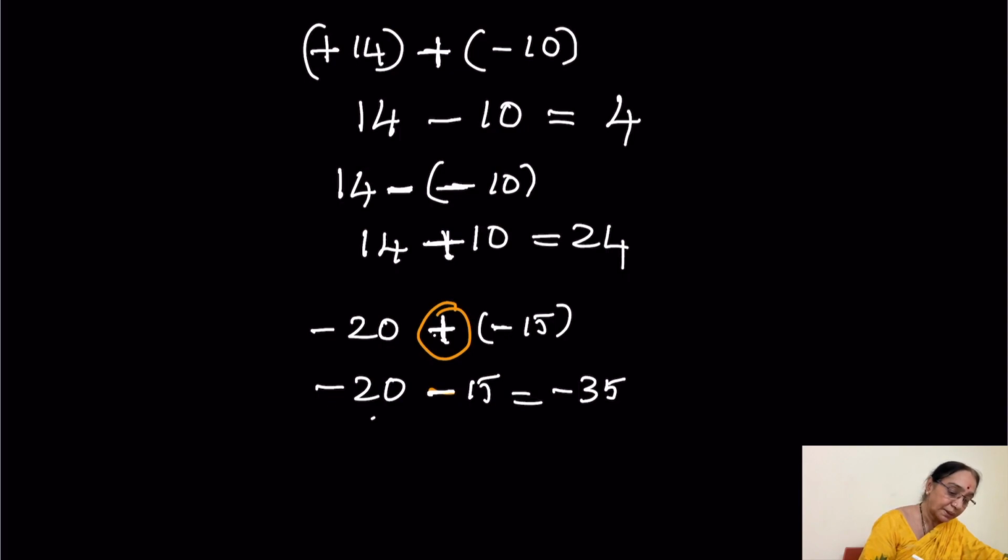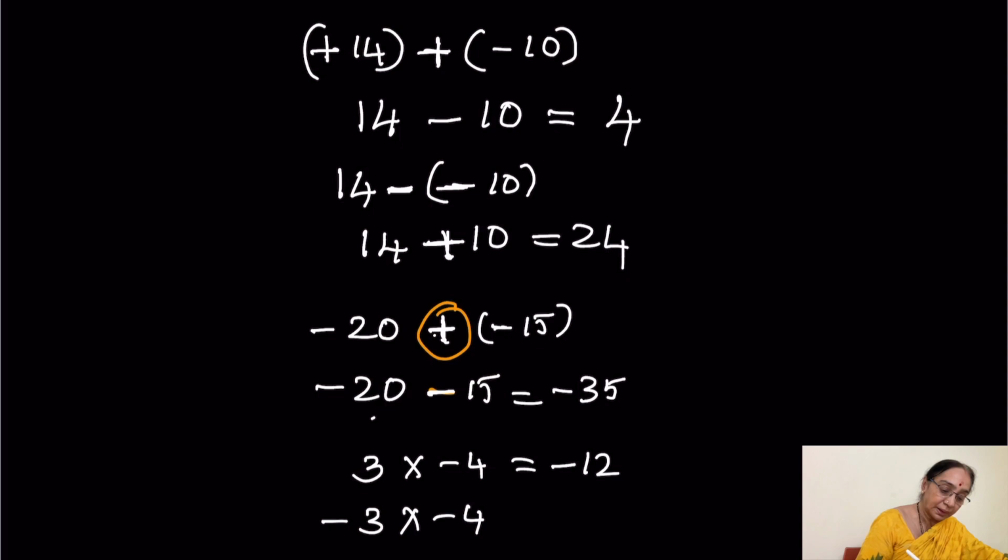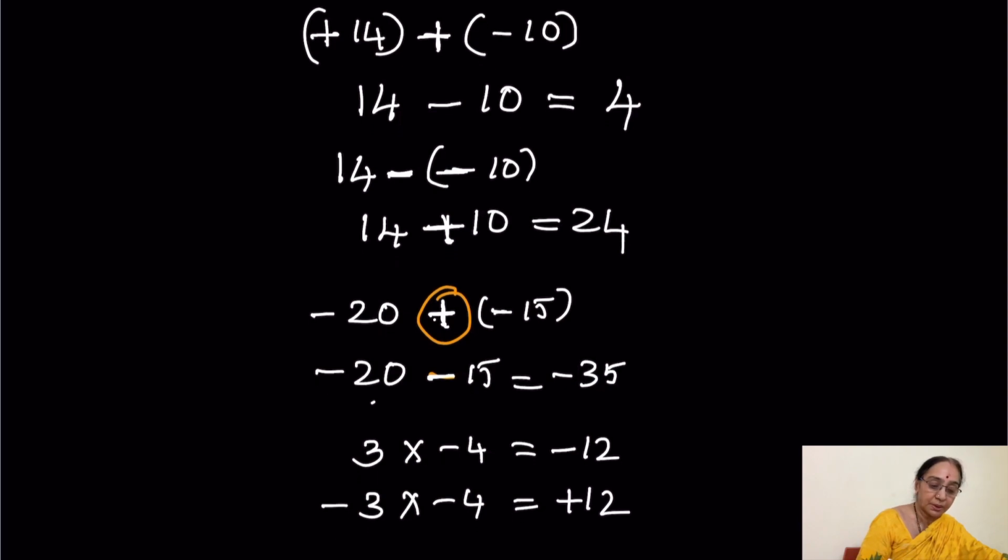Now, same way for multiplication, let us see what happens to multiplication. If I say 3 times negative 4, it means I'm adding negative 4 three times, which is negative 12. But what about negative 3 times negative 4? You're adding negative 4 three times, but in the opposite direction. You're going in the reverse. So instead of minus 12, you will now get positive 12.